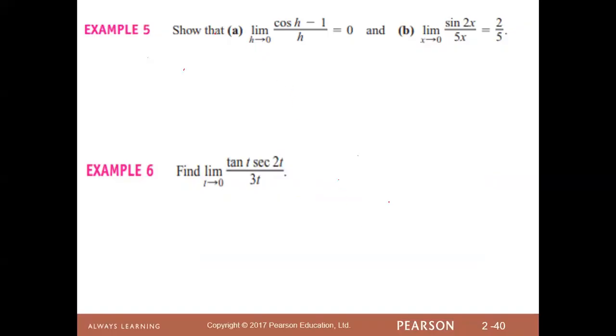Okay, we talked about this also, but let's go ahead and do it again. Okay, we have to solve this. Show that the limit as h goes to 0 of cosine h minus 1 divided by h, prove that it's equal to 0. Okay, shall we do it today also? Okay, let's just go ahead and do it. This is cosine h minus 1.